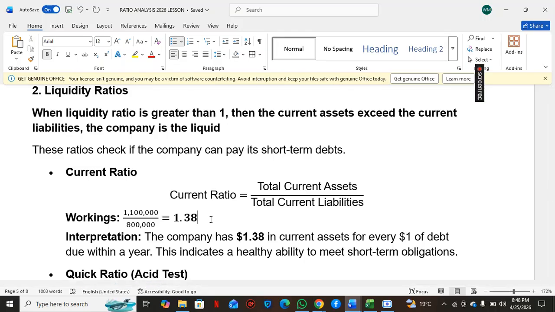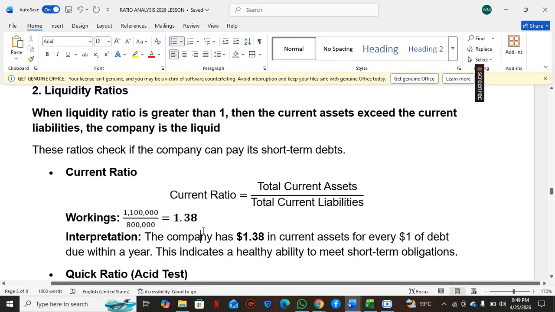Okay. So as I said, first thing, once you see such a ratio greater than one, in your mind you should already know that the current assets are greater than the current liabilities, meaning the company can take care of all the current liabilities with its current assets. Remember, colleagues, current liabilities are what you owe, that needs to be paid within a year.